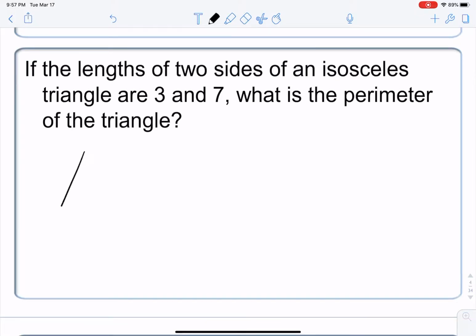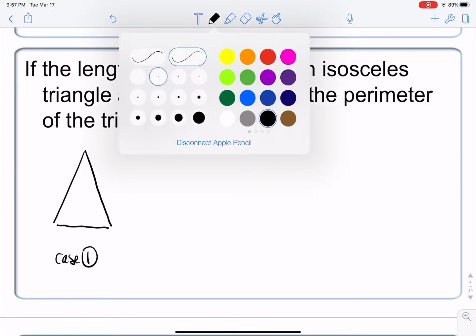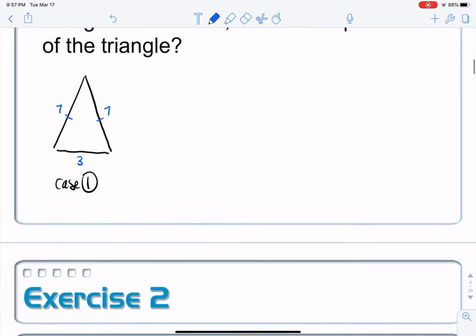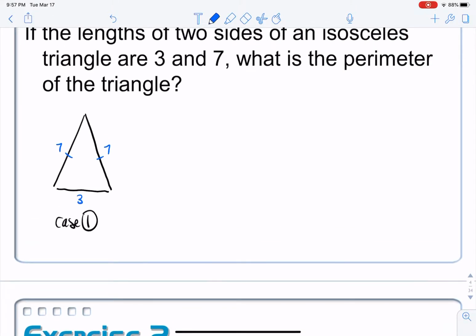So I'm going to draw one out here. Let's say, for example, in this case number 1, that the base is the smaller piece. It's this 3, which leaves these two congruent sides, the two legs, as being 7 and 7. All right, so everything seems to be fine here. So I'm going to say that the perimeter is equal to 3 plus 7 plus 7. There's 10 and 7 more. Perimeter is equal to 17 units. Whatever these units are, it doesn't tell us.